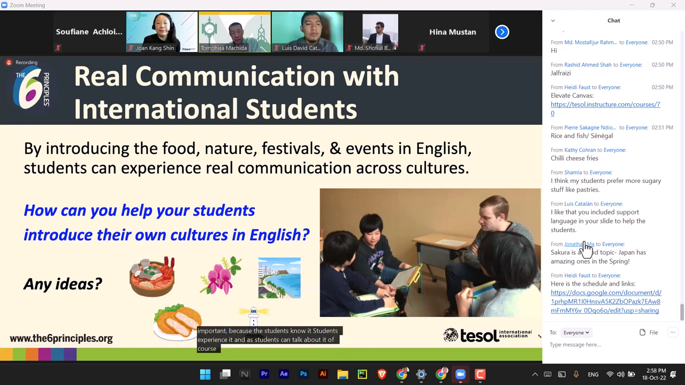Of course, there's some gap between visitors and students, because students know it very well, but international students and people from other countries don't know about it. They need to understand what the audience knows. But telling their ideas and their culture in English is a very powerful tool for students to understand that English is the actual global communication.